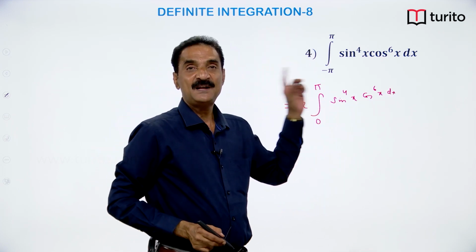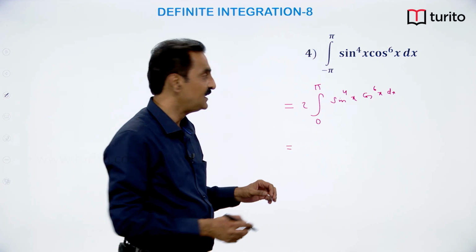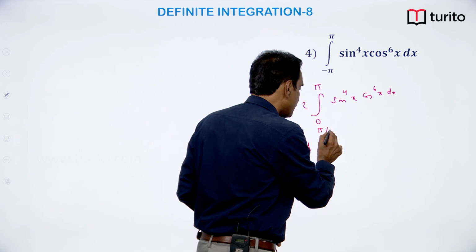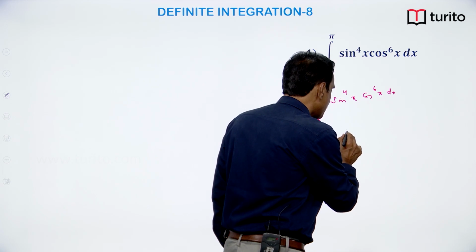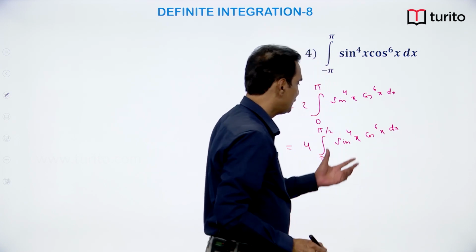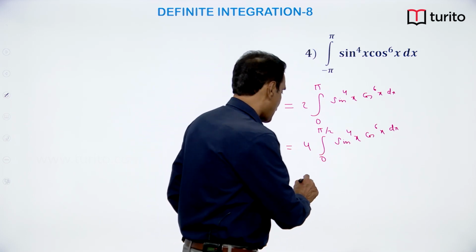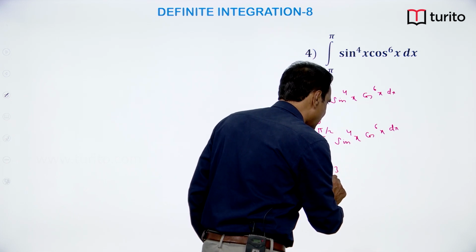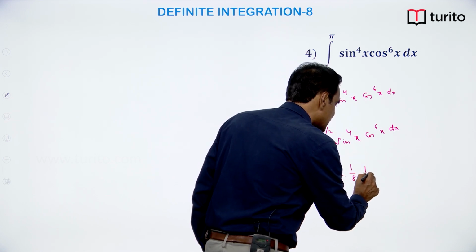Now, replacing x by pi minus x, we are getting the same function. So, again by applying the property, you will get 2 into 2, that is 4, dividing the upper limit by 2, integral 0 to pi by 2 sin power 4x into cos power 6x, which is I 4 comma 6. You know how to calculate this. You continue. 4 into m minus 1 by m plus n, that is 3 by 10 into 1 by 8 into I 6.